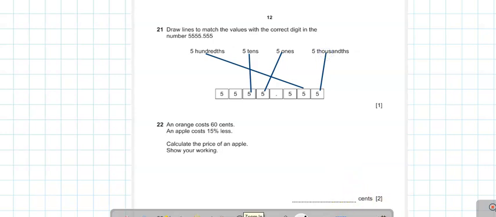Question 22. An orange costs 60 cents. An apple costs 15% less. Calculate the price of the apple and you have to show your work. Okay. First of all, I will calculate 15%. Off means multiply 60. Bring our calculator.